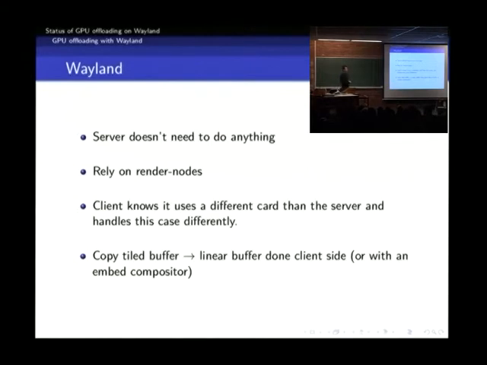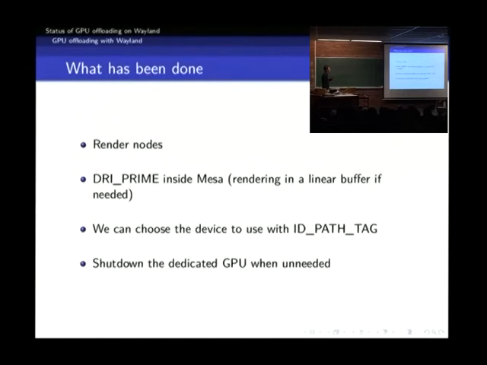With Wayland, we don't have any code in the server, except for the last example I told you, but this isn't a feature working in X. And we rely only on render nodes. The client knows it uses a different device than the compositor and adapts itself. It has special code to handle that, renders to a tiled buffer and copies to a linear buffer. And it can be with an embedded compositor eventually.